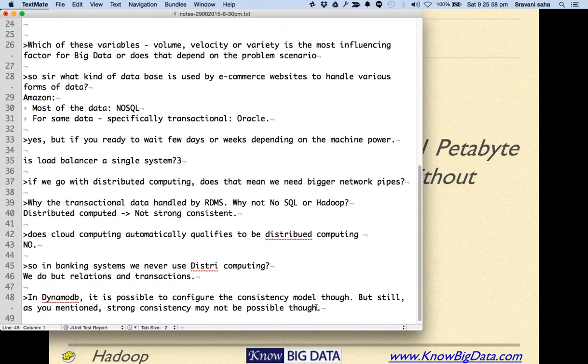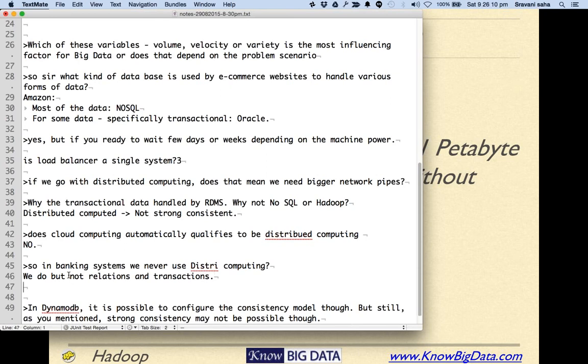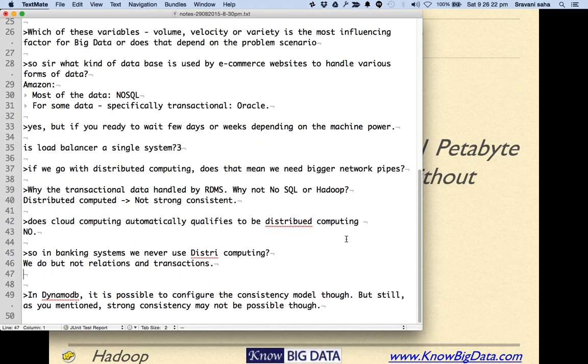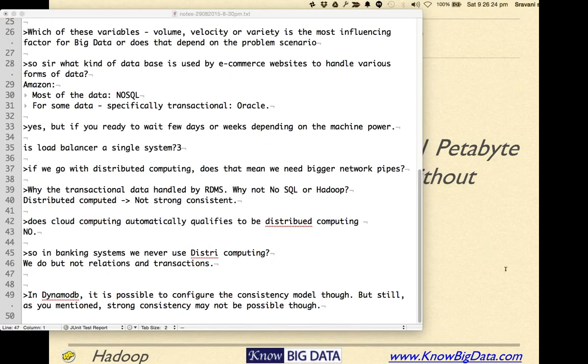So we use distributed computing in banking systems only partly, where we don't require too much structure or too much transactional data, or where you have the problem of handling stored information. So we do that partly, for different problems.